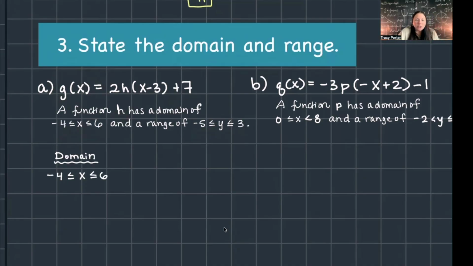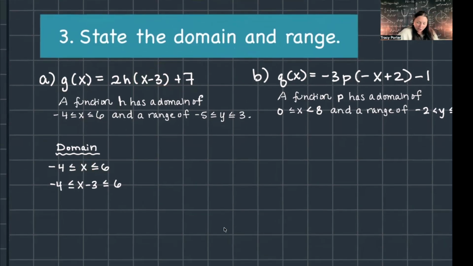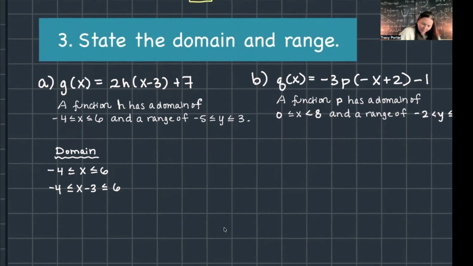So for this original domain, we said here that x is between negative 4 and 6. Well, now the input is no longer x, it's going to be x minus 3. So we're going to replace x with x minus 3. So what happens here is we get a new inequality. It's a compound inequality. And to solve this, we want to add 3.